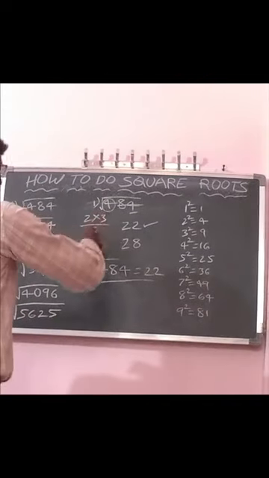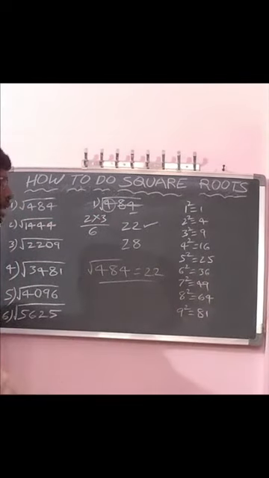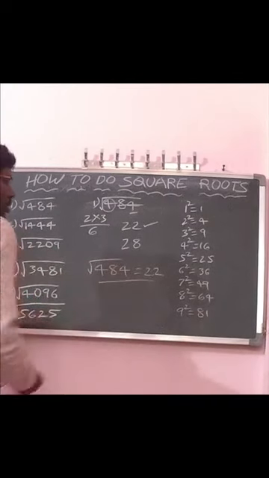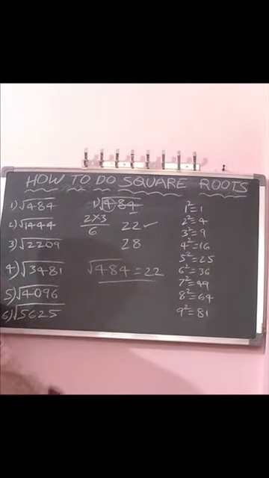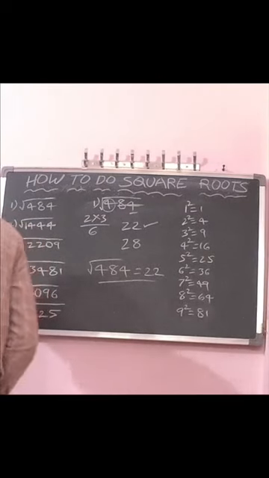If 4 is greater than 6, then we can take the bigger number as the answer. But the 4 is less than 6. So now we can take the smaller number 22. Therefore root of 484 is equal to 22. Okay friends.